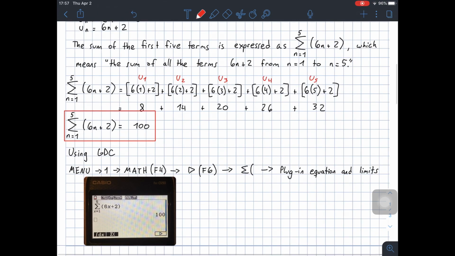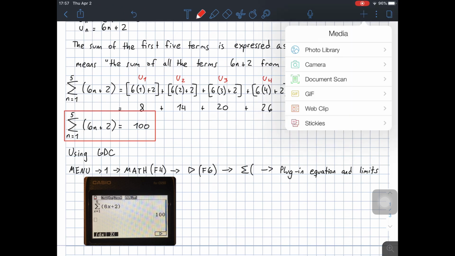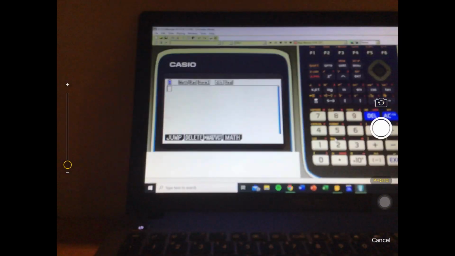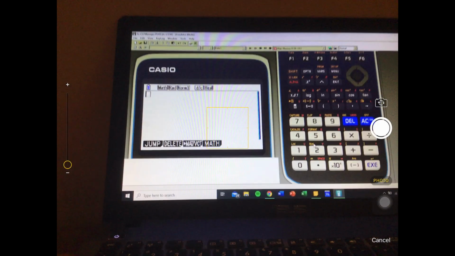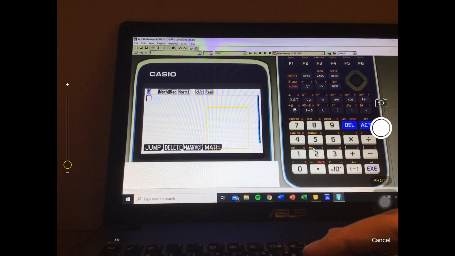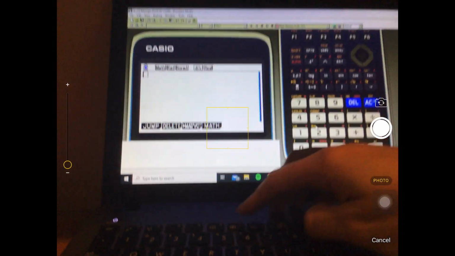I'm going to show you this quickly. If you have your calculators in hand, make sure you follow this. Okay, so this is the main screen of your calculator. What you're going to do is go to menu 1, which is the main screen, and you're going to click on math, which is F4.